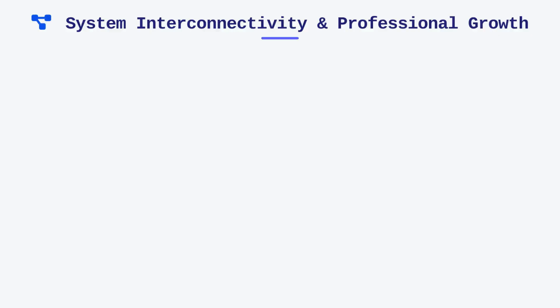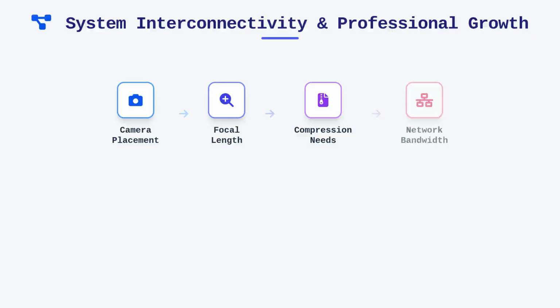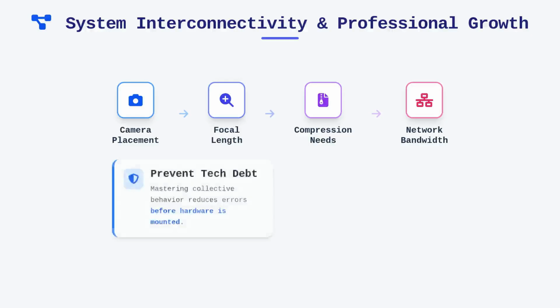As we move forward together, keep in mind that these technical concepts form a tightly interconnected graph where every choice impacts system health. A decision in camera placement dictates the necessary focal length, which in turn influences the compression requirements and available network bandwidth. By mastering these components individually and understanding their collective behavior, you reduce technical debt before a single piece of hardware is mounted.